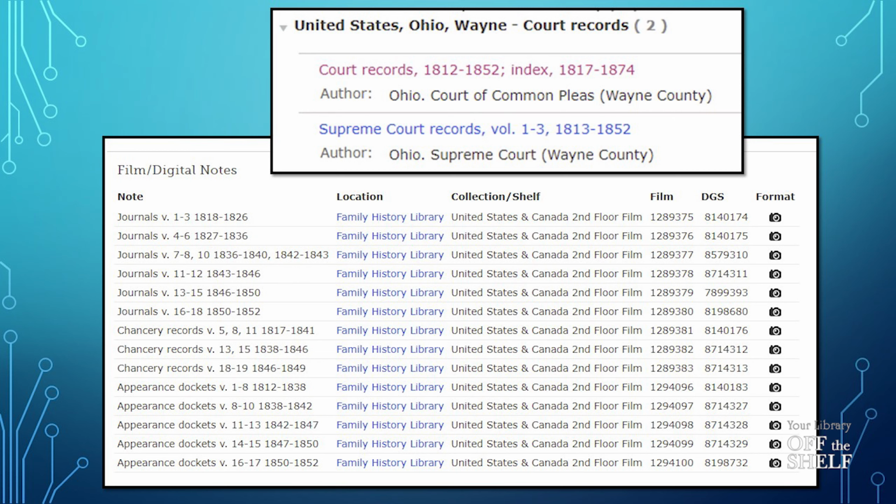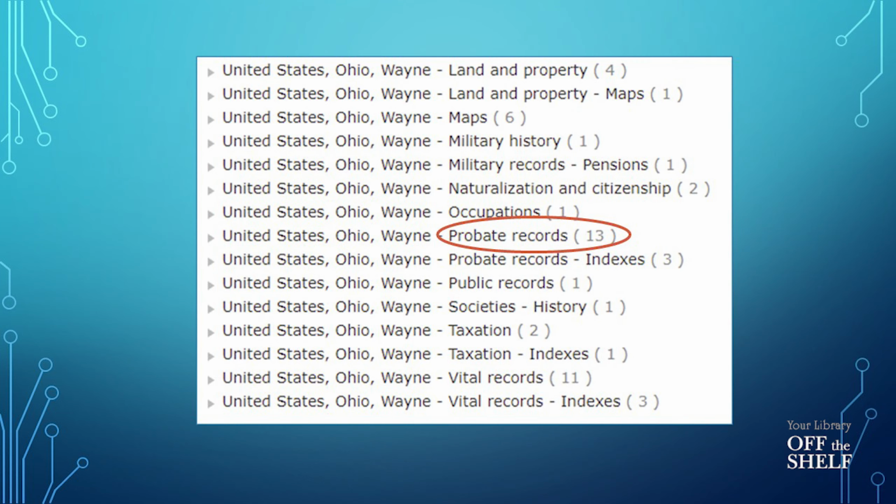And if you looked at the probate court record, you're not going to necessarily find the age and all the detailed information. You're going to want to go to the probate court journals. You can find that by choosing court records 1812 to 1852, and then going down and choosing whatever journal applies to your individual. Going back to James Adams, we want to look underneath United States, Ohio, Wayne, and then probate records. You'll see over there in parentheses there's 13. That means that there's 13 records or 13 titles attached to this particular subject field.